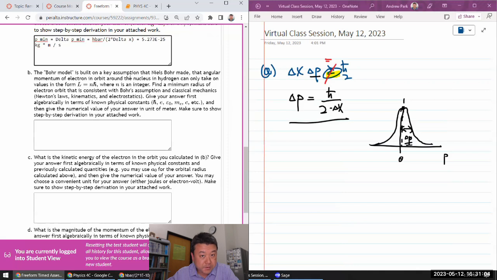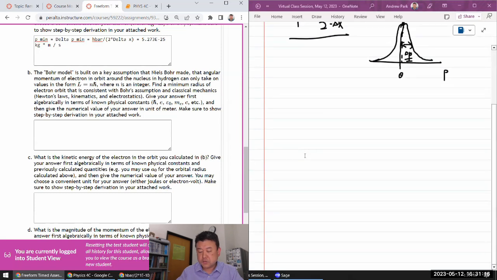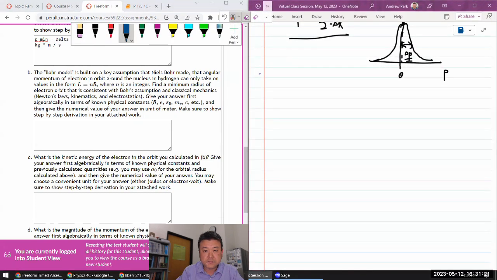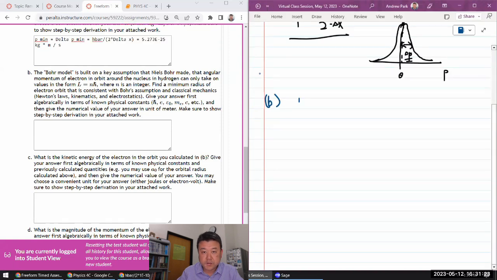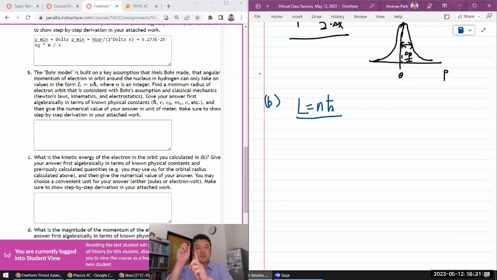It says the Bohr model is built on the key assumption that angular momentum takes this form. Find the minimum radius orbit. Okay, so let me go through that derivation. We are starting out with the statement that the angular momentum is quantized. If you are thinking of a circular orbit, the orbital angular momentum can't be zero, so the value of n needs to start from 1 and so on.